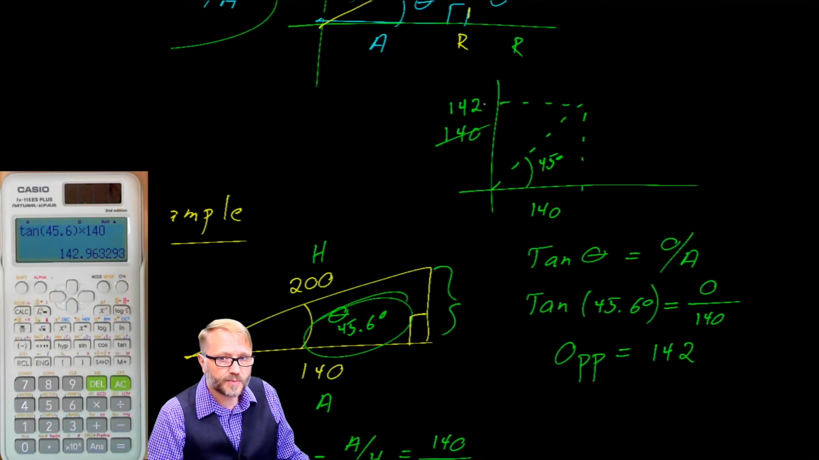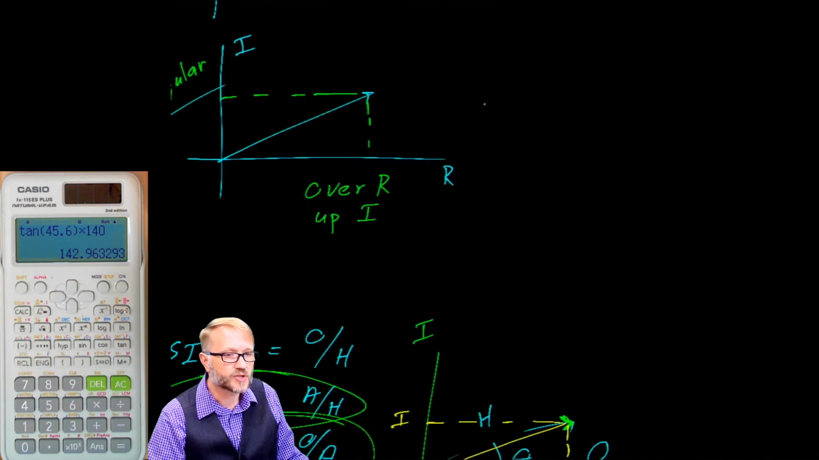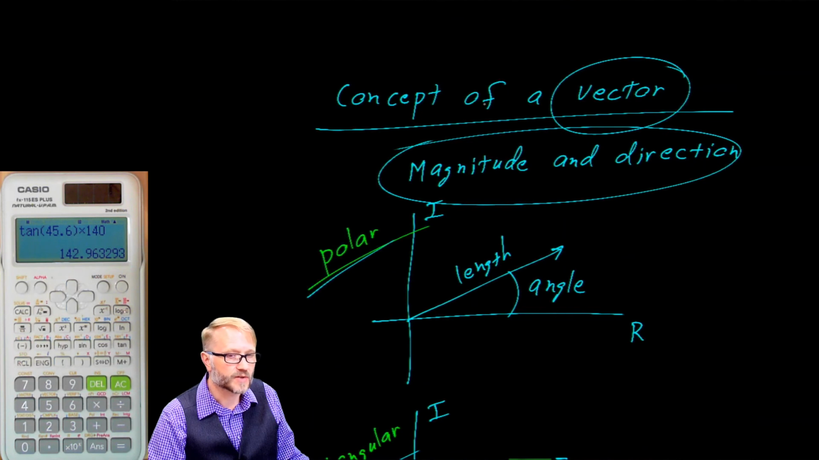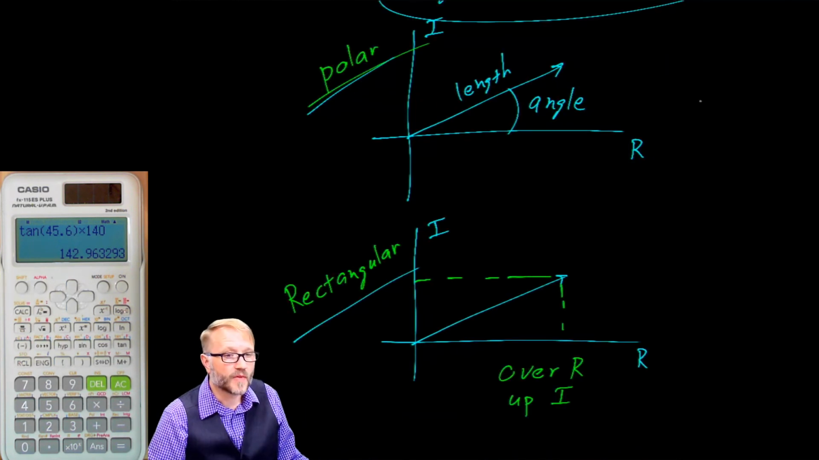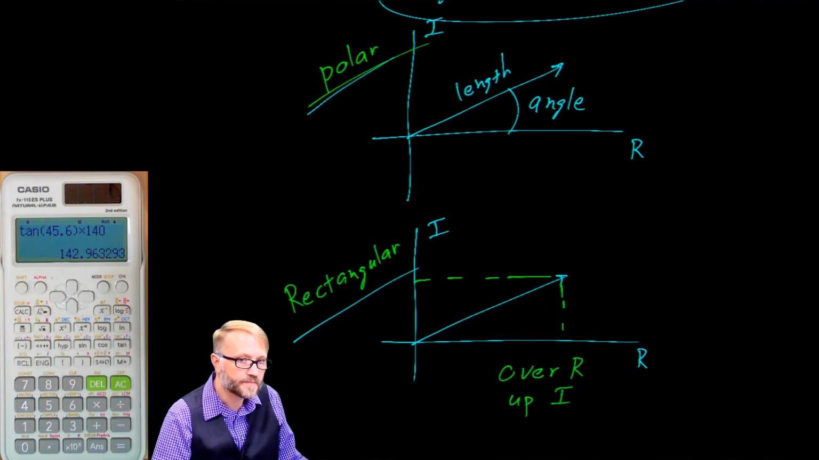I think this is a good place to stop today, so you can go back and work some of these trigonometry problems. Know that those triangles are going to describe vectors. Those vectors can be described in either polar or rectangular form. In both cases, we're talking about a magnitude, which is another way of saying a length, and a direction.